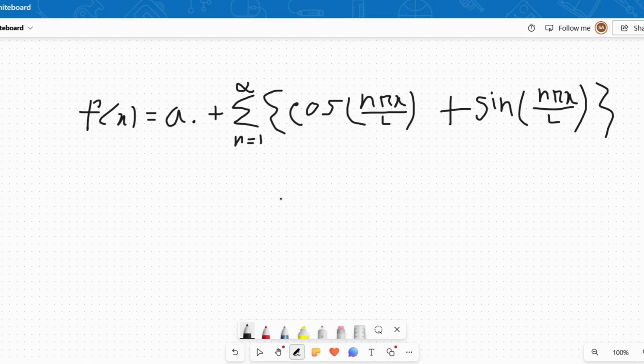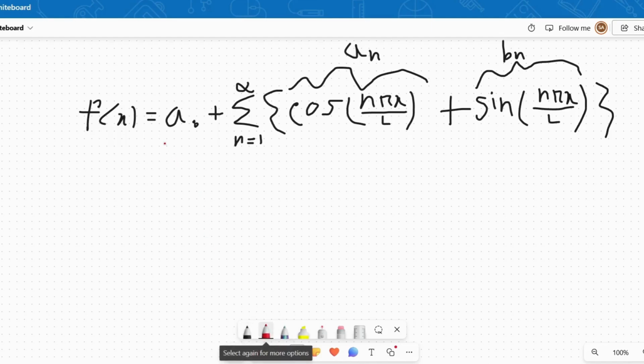Now we must learn about A naught. This is AN. Sorry for my drawing, my handwriting is not so good. And this is BN. Now we have to learn about the formulas. Sorry, this is A naught, this is AN and this is BN.